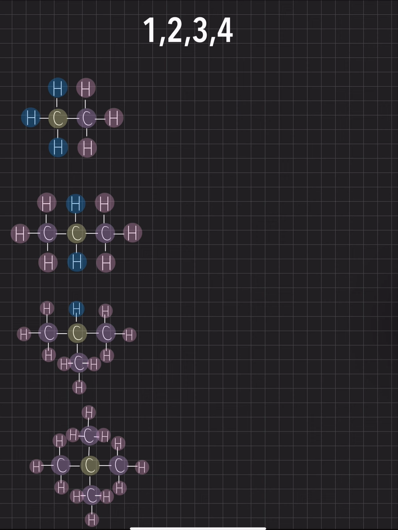Now, those three blue hydrogens that you see are attached to that yellow carbon, making all three of those blue hydrogens primary hydrogens. So the yellow carbon is your primary carbon because again it's only attached to one purple carbon, and your blue hydrogens are primary hydrogens because again they're attached to that primary carbon in yellow. Okay, easy.